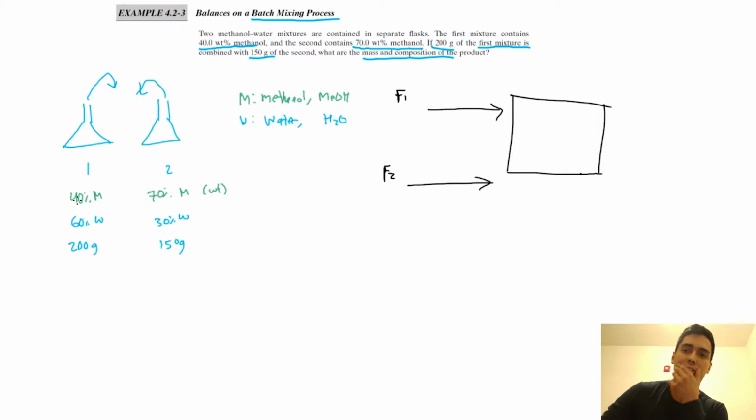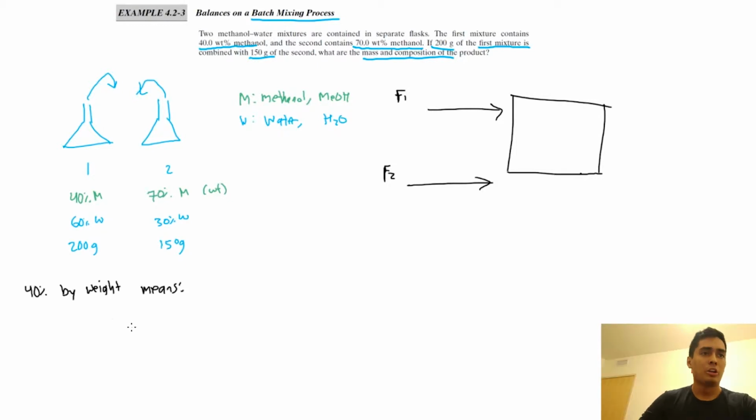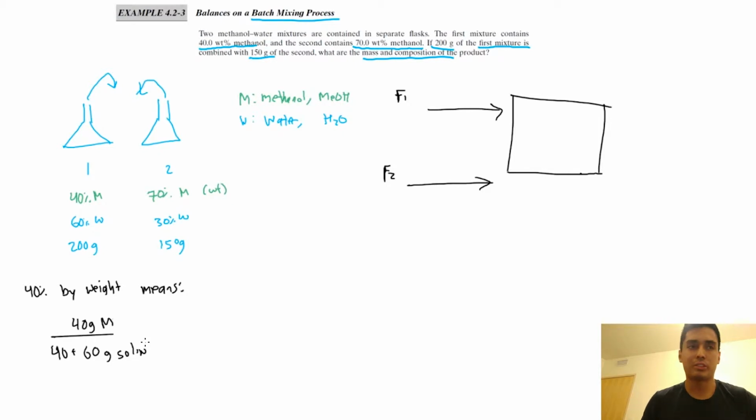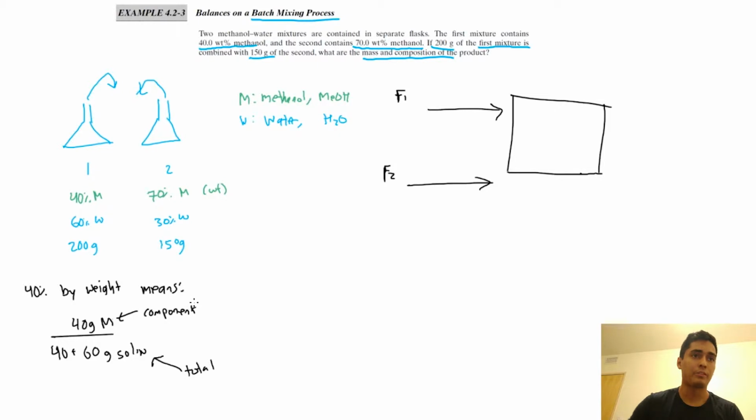40% by weight. Let's talk about the mass fraction first, actually. 40% by weight means that for every 40 grams of methanol, there's going to be 40 plus 60 grams of solution, right? Does it make sense? Think about it for a sec. 40 plus 60 is the total. This is the total, and this is the component. If you think about it, it'll make sense.